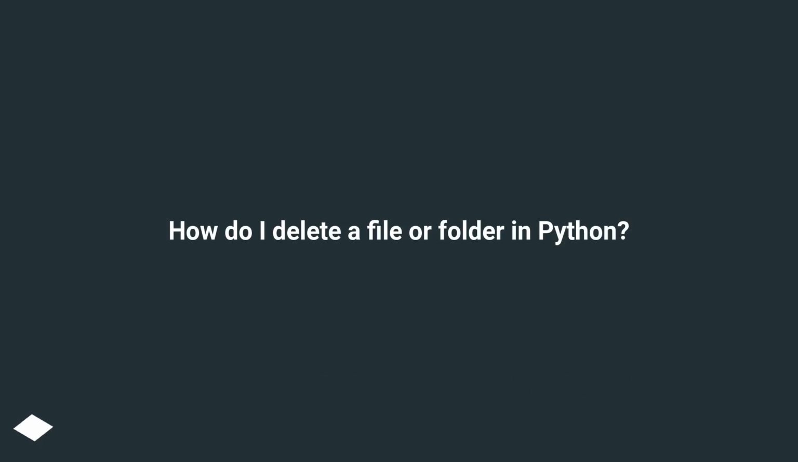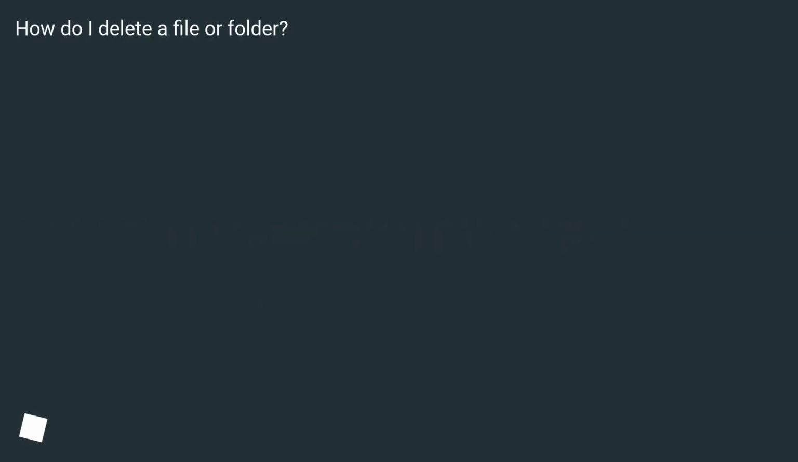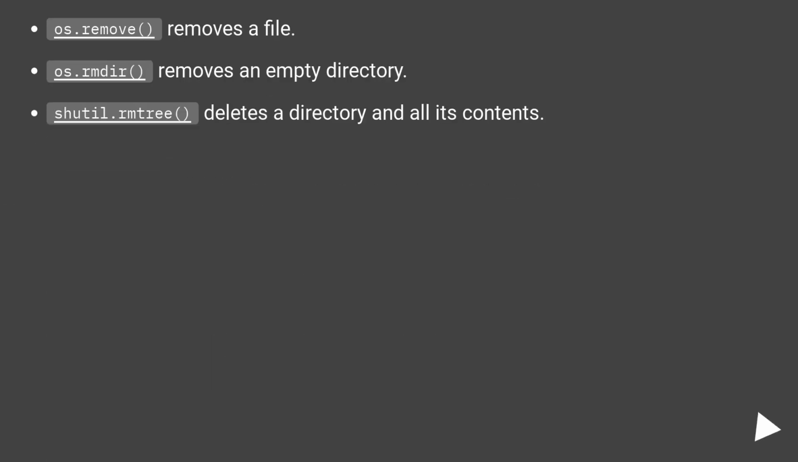How do I delete a file or folder in Python? How do I delete a file or folder? os.remove removes a file. os.rmdir removes an empty directory. shutil.rmtree deletes a directory and all its contents.